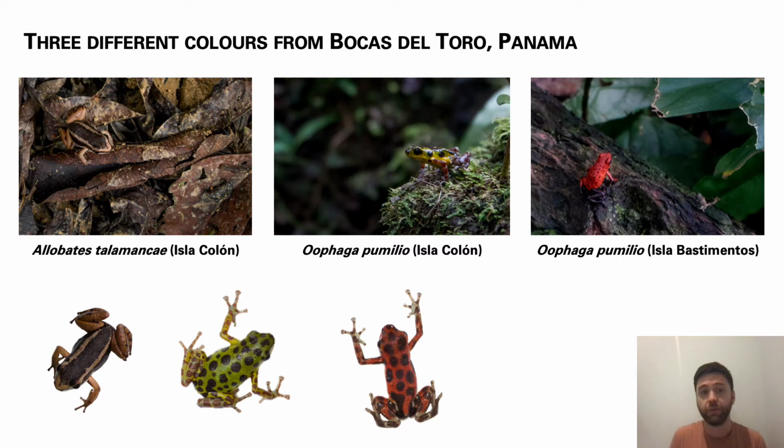To do this, we looked at three very different frog colour patterns found in the Bocas del Toro archipelago in Panama. We looked at the brown and beige stripes of the non-toxic Allobates talamancae, which looks like quite a camouflage pattern. And then we looked at two different colour morphs of the poisonous frog, Oophaga pumilio. We looked at a green and black spotted morph, which is generally considered to be cryptic, and then also at a red and black colour morph, which is considered to be conspicuous and aposematic.